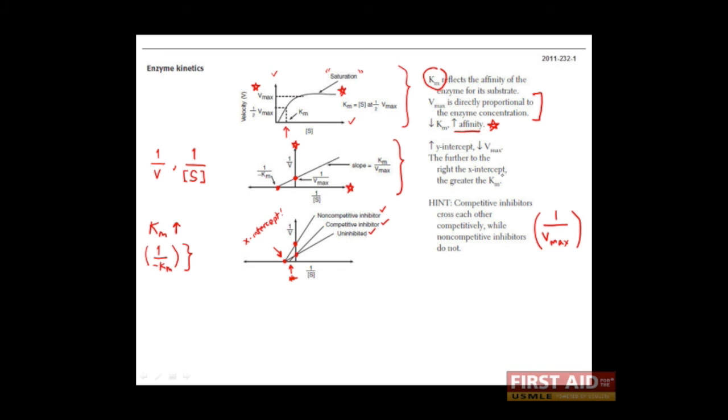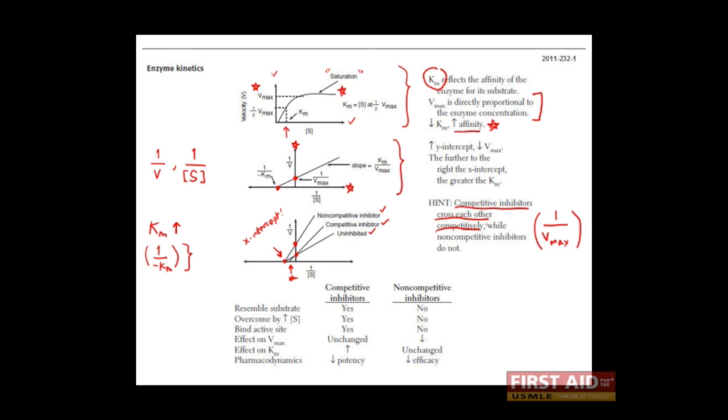A good way to remember this is with this mnemonic. Competitive inhibitors cross each other competitively. In other words, on a Lineweaver-Burk plot, the line that's formed in the presence of a competitive inhibitor will make a cross with the line that reflects the absence of any inhibitors.